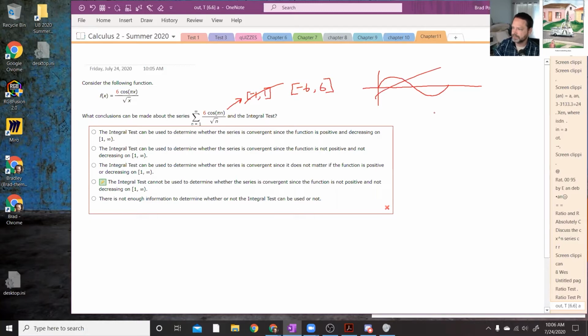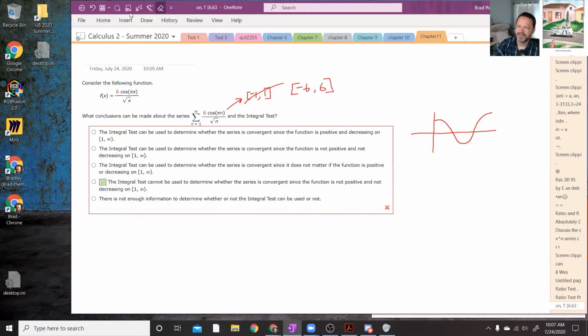That's not cosine. Oh, here, I tried turning something on. Let's see if it works. Nope, that didn't erase it. What's up with that? Whatever. All right. Let's see here.